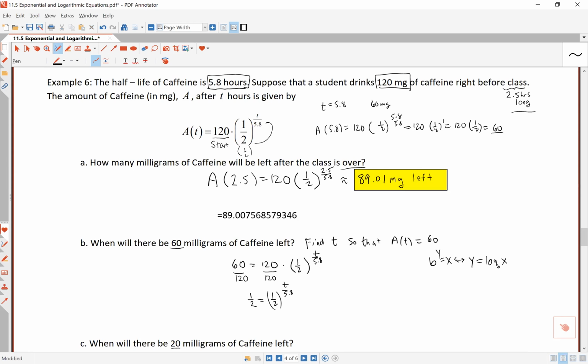So we're going to use the log form of this, and remembering that the logarithm is equal to the exponent on my base. My base is 1/2, and my number is 1/2. So that says, if we multiply both sides by 5.8, that the time it takes to get down to 60 milligrams is 5.8 times the log base 1/2 of 1/2. And a property of logs states that when the base matches the number inside, you just get 1. So it's no surprise that it takes us 5.8 hours to get to 60 milligrams.